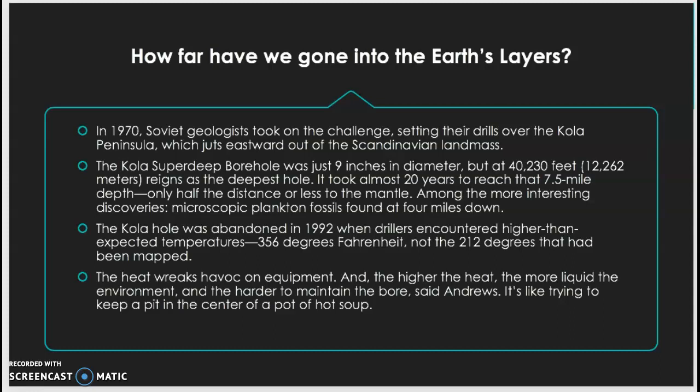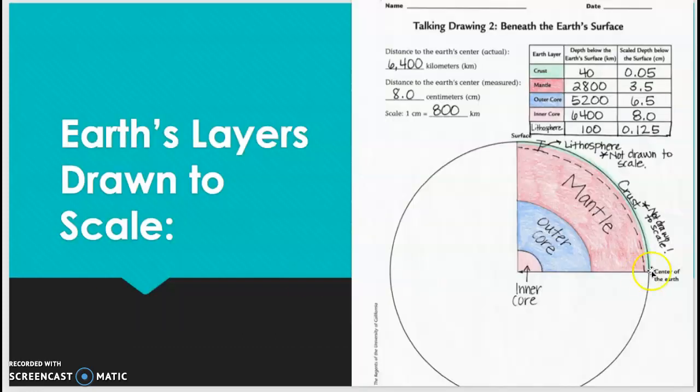But that being said, guys, that is still in the crust. So we have not been able to get to the mantle. It's too hot. We can't get there. So when you're drawing to scale up here, we can't even get through the green part. Okay, so just to give you an idea of how big the Earth actually is, that crust is so tiny compared to the rest of the planet, and we can't get through it.